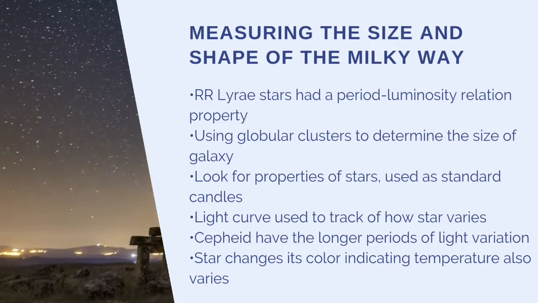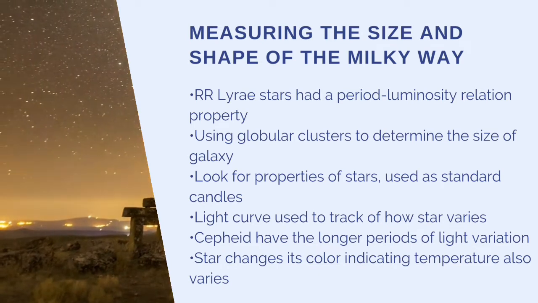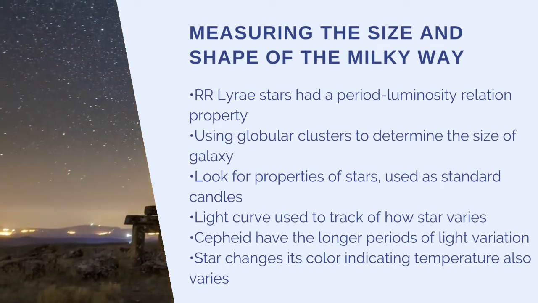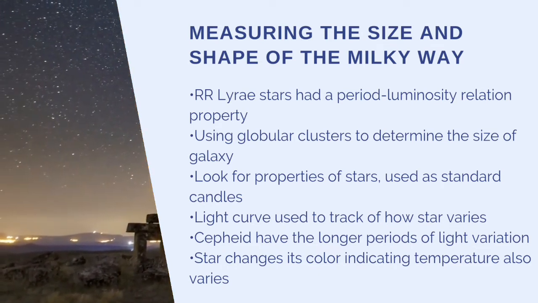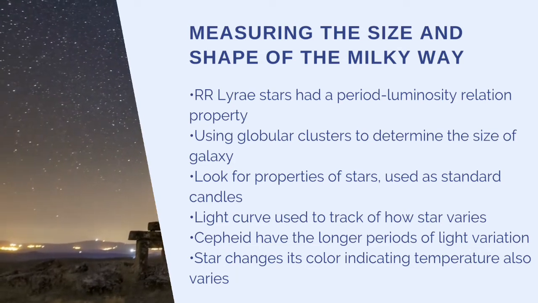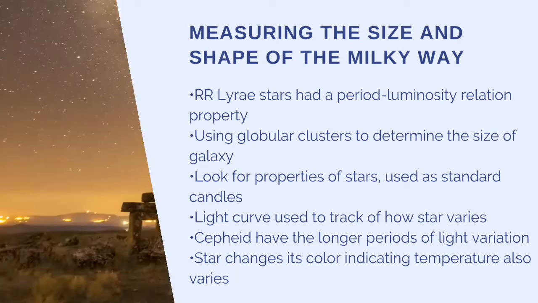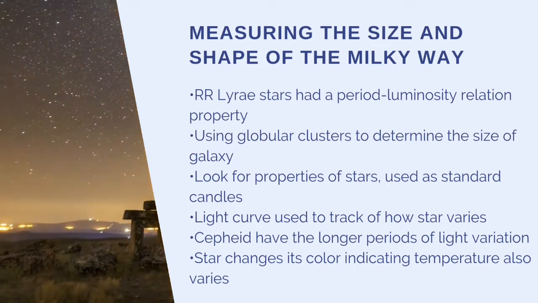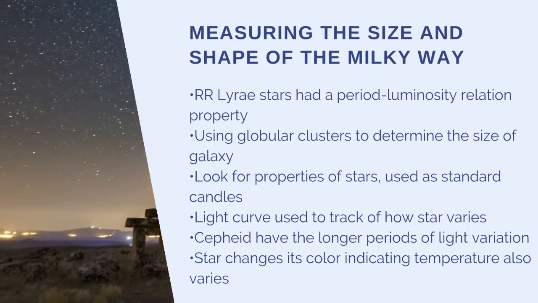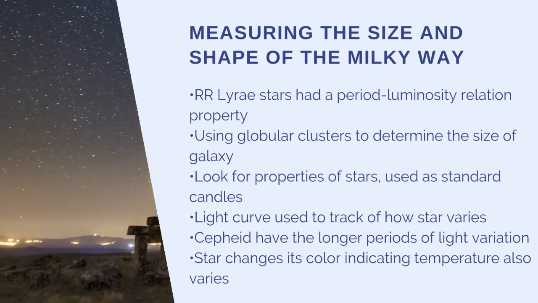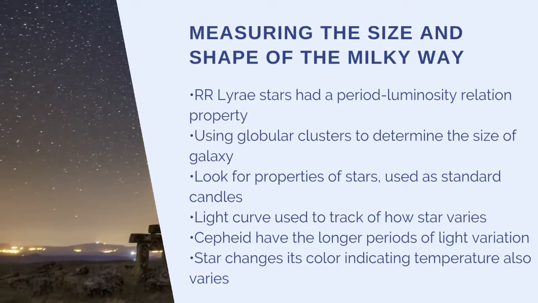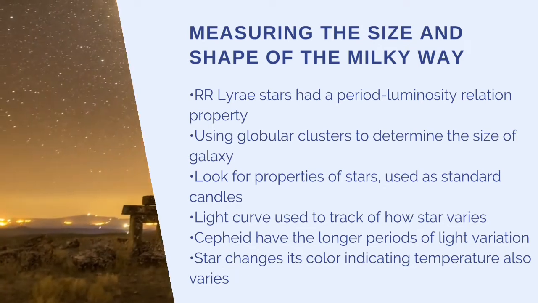There's also a guide on how to use a Cepheid to measure distance. First, find a Cepheid variable star and measure its period. Second, use the period-luminosity relation to calculate the star's luminosity. Third, measure the star's apparent brightness. And then lastly, compare the luminosity with the apparent brightness to calculate the distance.